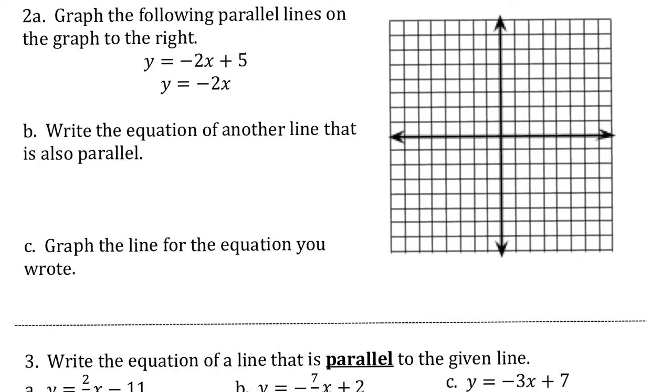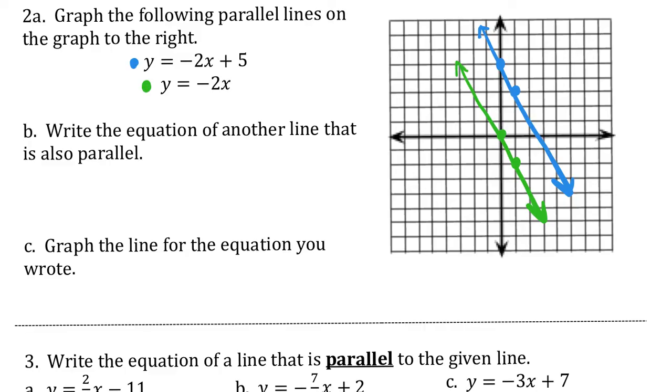Okay, if you already finished, that's great. I'm going to go ahead and graph them. So y equals -2x plus 5 is up here. The slope is down 2/1. Okay, now the next one is y equals -2x. The y-intercept is 0, 0. The slope is down 2/1.